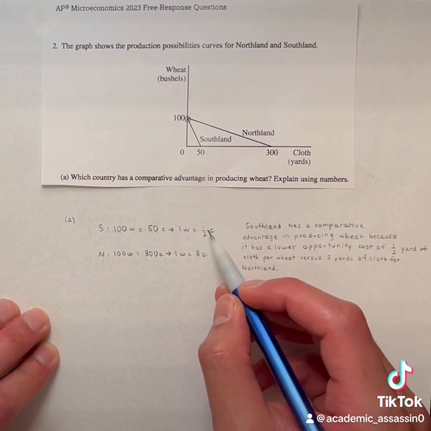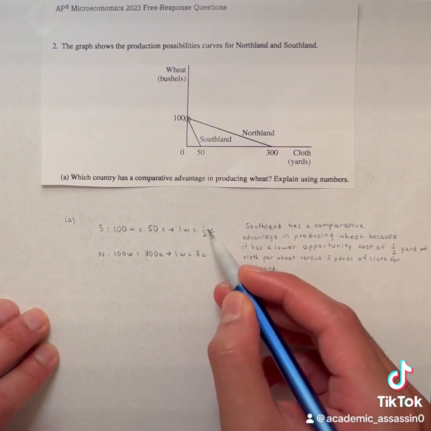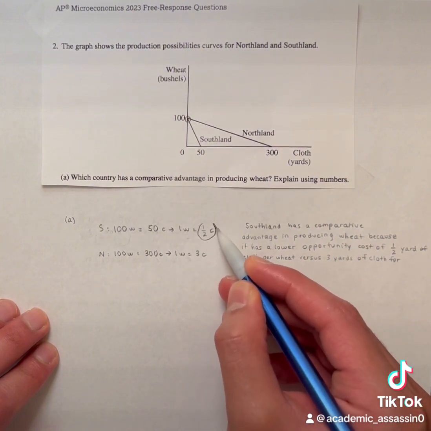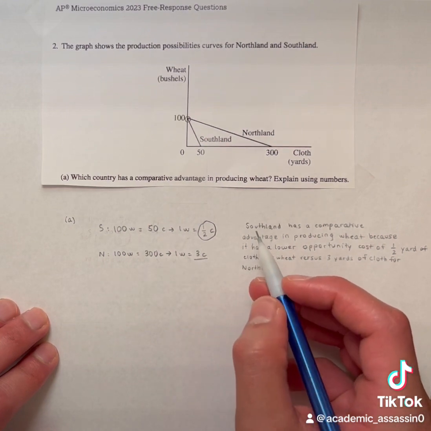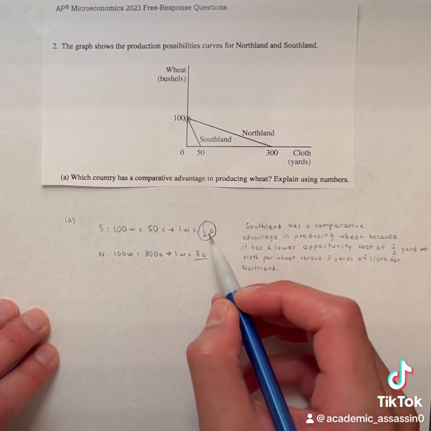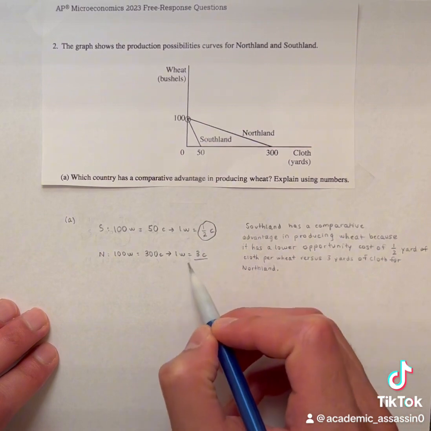So the opportunity cost for Southland of producing 1 wheat is just half a yard of cloth. Meanwhile, for Northland, it's a whole 3 yards of cloth. That's why it's better if Southland produces the wheat and only has to give up half a yard of cloth versus Northland producing it.